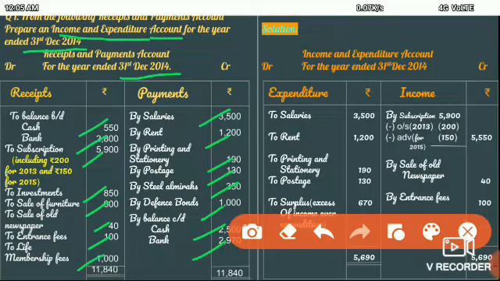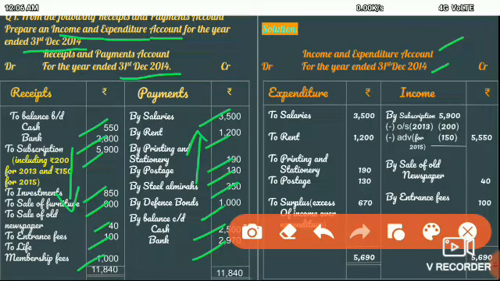Now before I start preparing the income and expenditure account, we should know that the receive side will have all the information of the incomes, and the information for the expenditures will be provided on the payment side. So let us start with the income and expenditure account. We will write the heading as income and expenditure account for the year ended 31st December 2014.